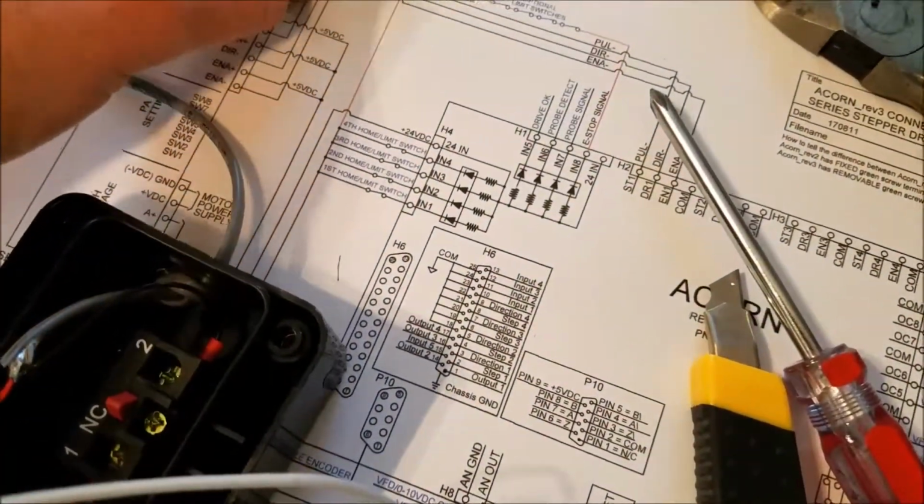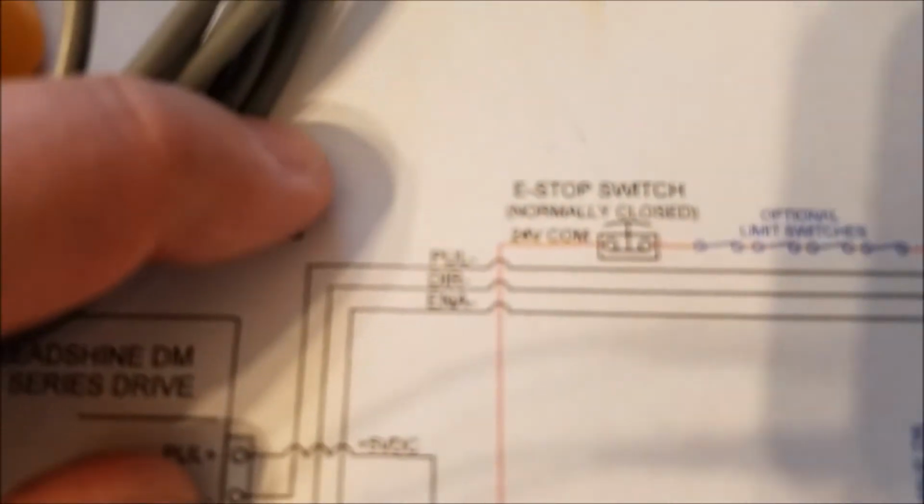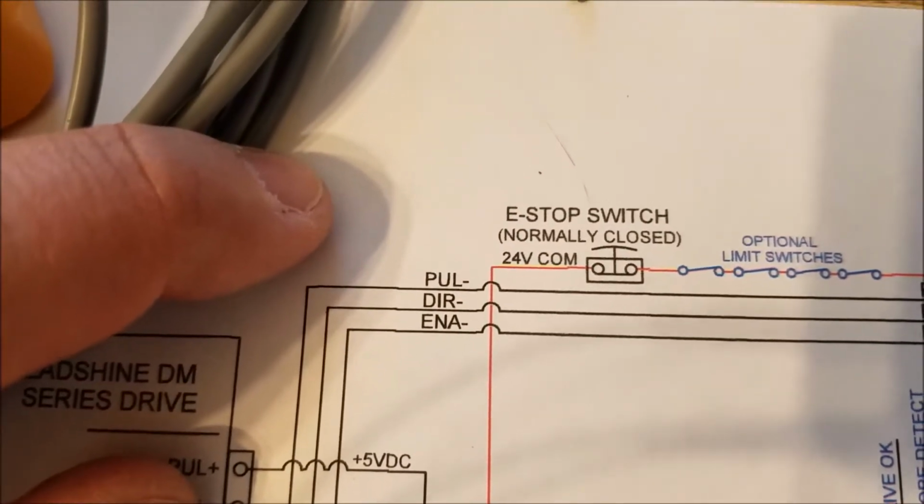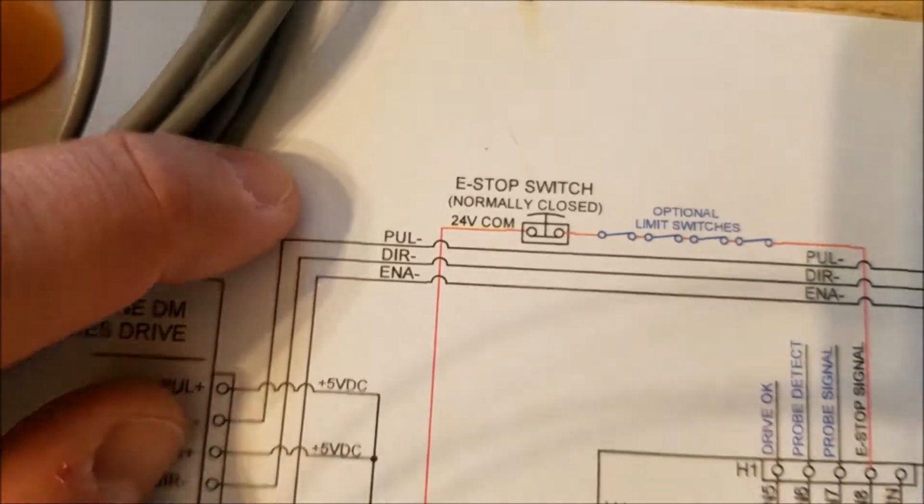And you can even see that on the Centroid documentation. They show you e-stop switch normally closed. There's a reason for that. Okay, let's move on.